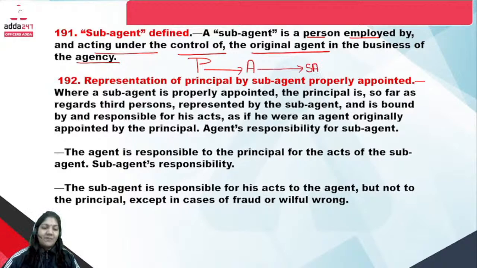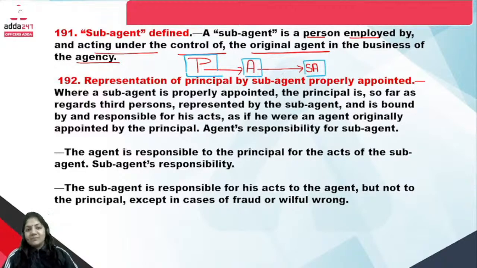See this formula. What is a sub-agent? He is the principal. The agent is doing work under this, and the sub-agent is doing work under this. That is called this one. Okay? Done? Simple definition that is given of the sub-agent: the person employed or acting under the control of the original agent.